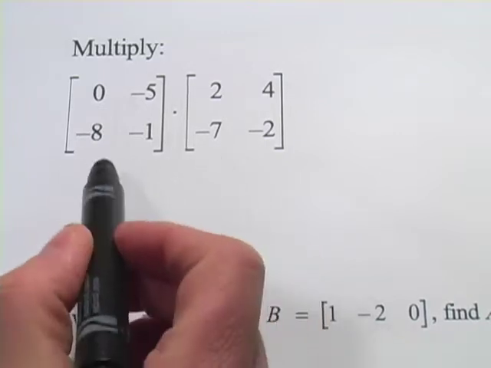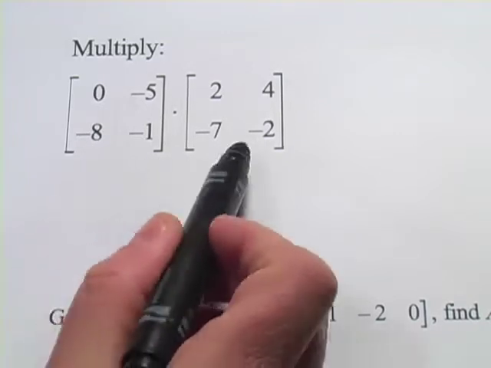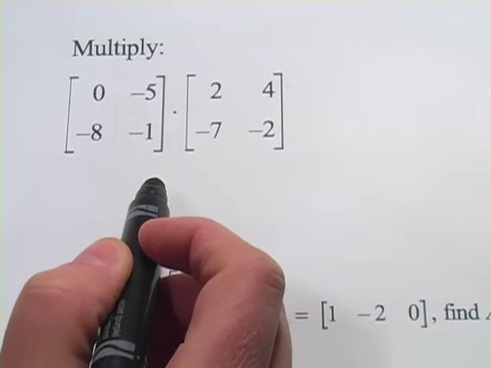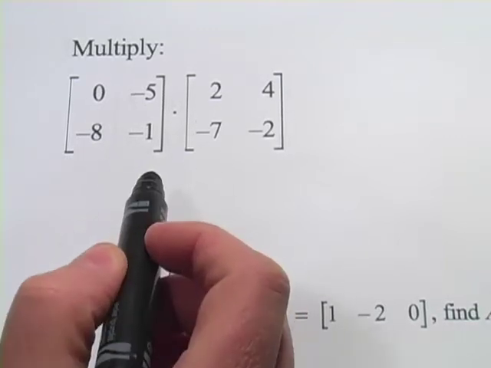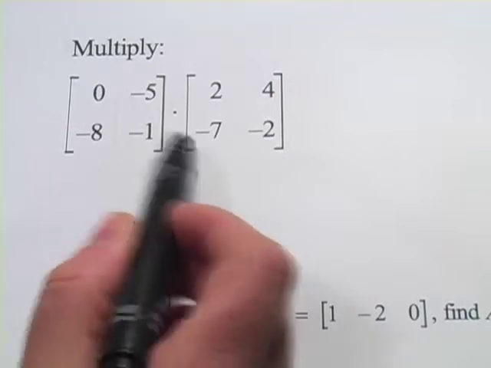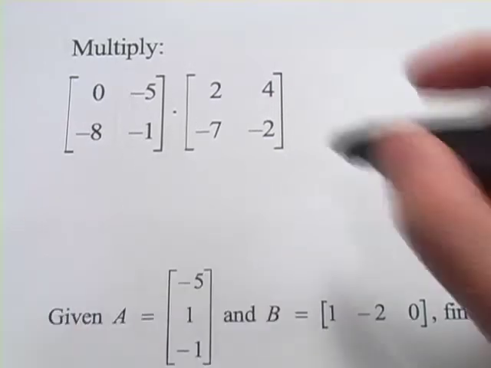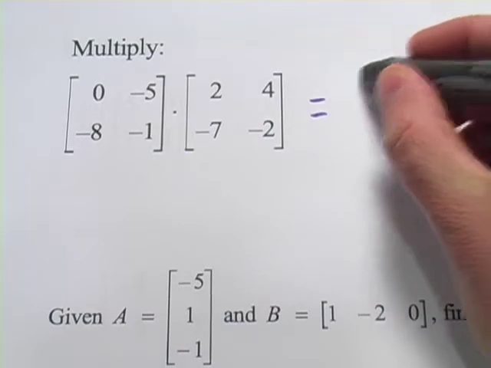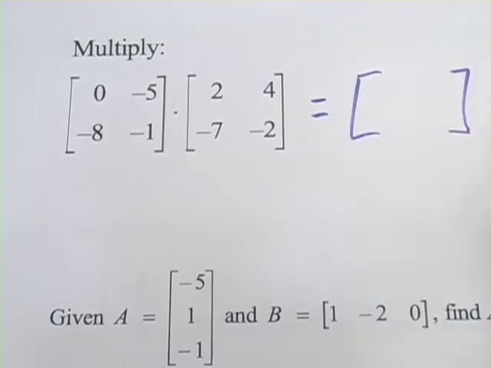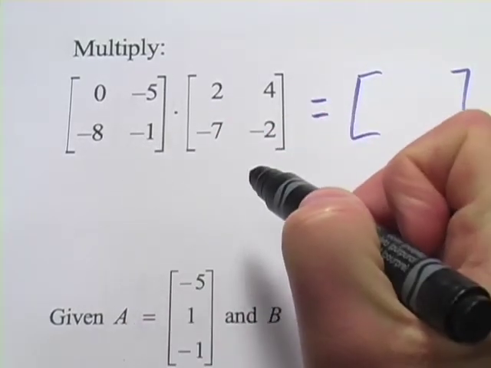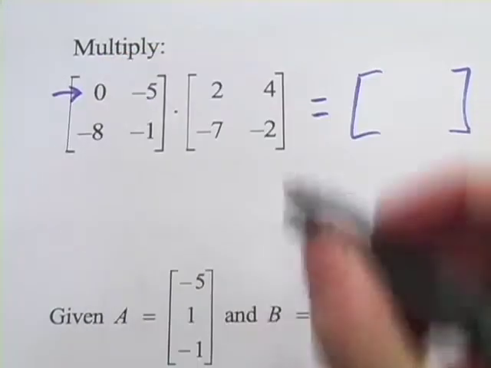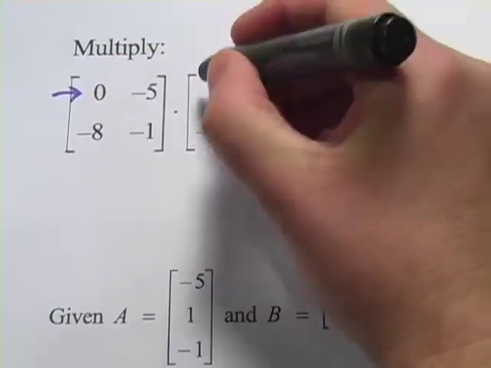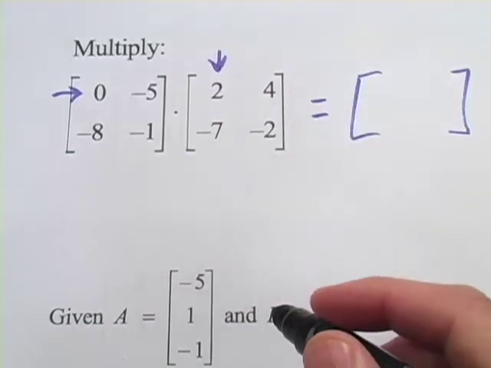In the case of this first problem, matrices that have the same dimensions, you can multiply those together and you don't have to worry about any special rules. So let's try this one first just to get the process down. We have two 2x2 matrices, so our product, our result here is also going to be a 2x2 matrix. And for each of the elements, we're going to take the rows of the first one and multiply by the columns of the second one.